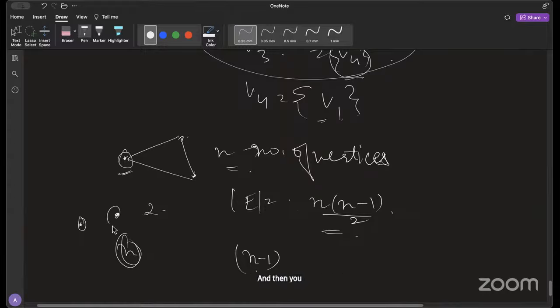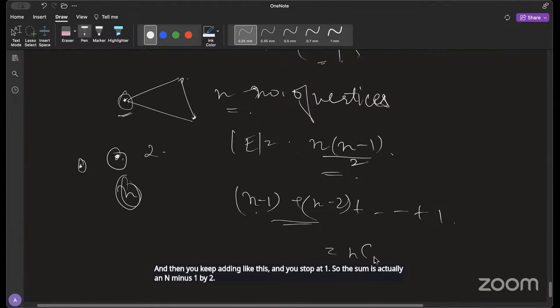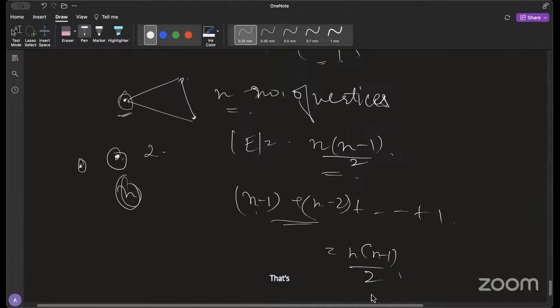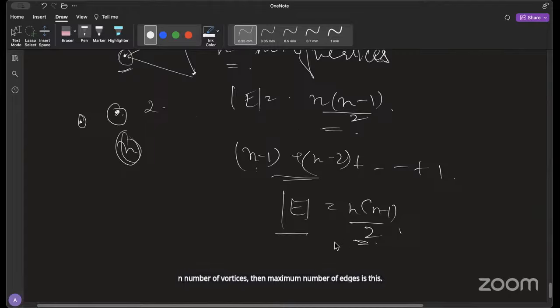And then you take the second one, that will be n minus 2. And then you keep adding like this, and you stop at 1. So the sum is actually n(n minus 1) by 2. That's why the maximum number of edges in an undirected graph with n vertices is this. Obviously, there could be fewer edges than this.